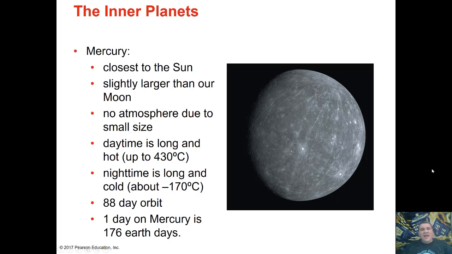It takes Mercury about 88 days to complete one orbit around the Sun, and although it is close to the Sun, it is actually rotating very slowly. One day on Mercury, one complete rotation on its axis, is 176 Earth days.